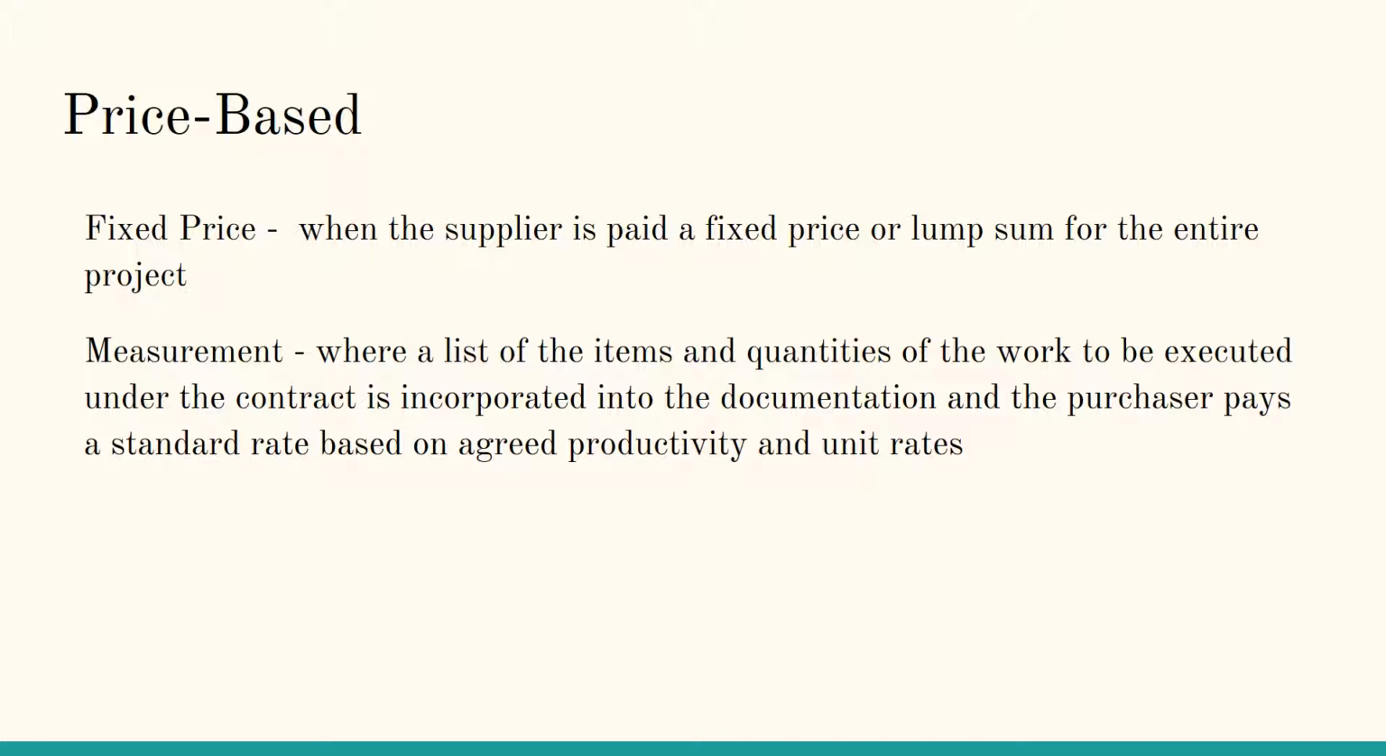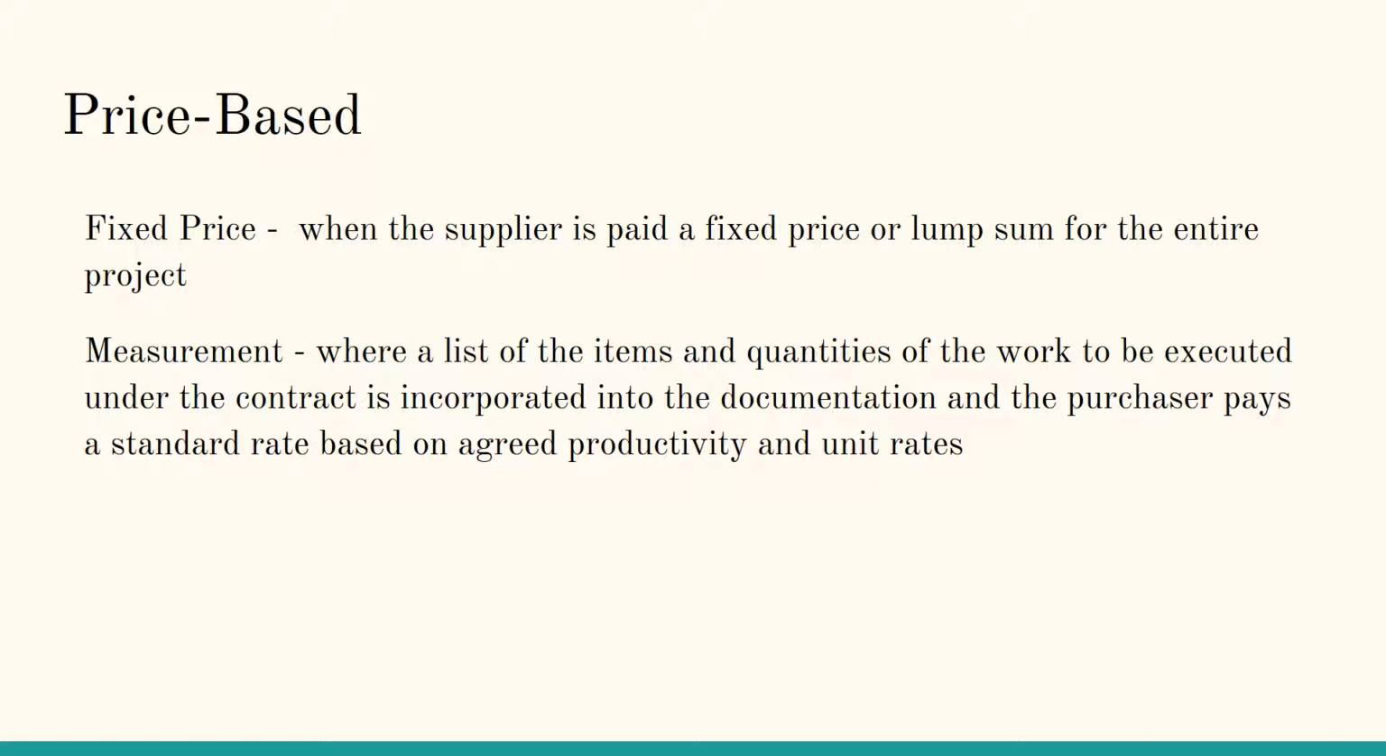Contract types. There are three different price-based contracts. Fixed price, where the supplier is paid a fixed price or lump sum for the entire project. The terms fixed or firm usually indicate that the price will not be subject to escalation payments, whereas lump sum contracts may. Additionally, fixed and firm contracts generally may not include variation clauses. However, the terms fixed and firm have no precise meaning. The payment terms included within a specific contract are the key factor.